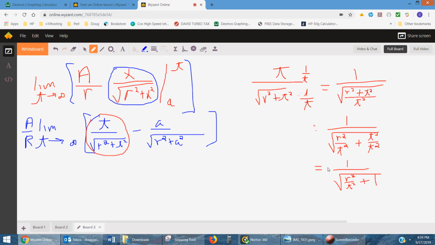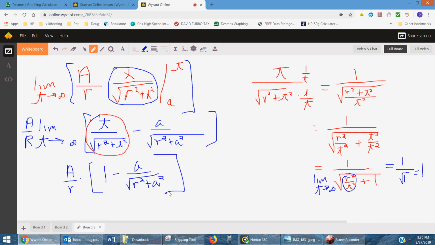And now what happens to this thing? What is the limit as t approaches infinity? By the way, I'm not being very precise in showing you this work. You don't have to show your work. But as t approaches infinity, this term approaches 0. So I just get 1 over the square root of 1, which is just 1. So the limit of this thing in brackets as t approaches infinity is, we got the A over r out front times this circled term in red, which has a limit of 1 minus a over the square root of r squared plus a squared.